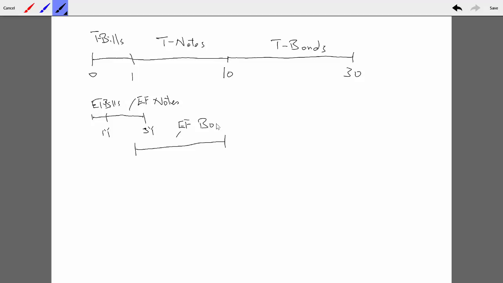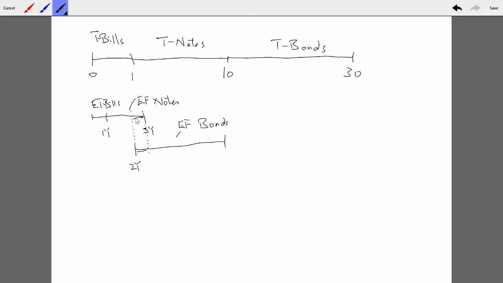Although they are still using the words bills and notes and bonds, there are two differences here. The first difference is that the tenors are different. So for the US market, notes go all the way up to 10 years. This is not the case for the Hong Kong market. That's the first difference. The second difference is, for notes and bonds, notice there is an overlap here. If something was issued between 2 and 3 years, technically it could be a note, it could be a bond.